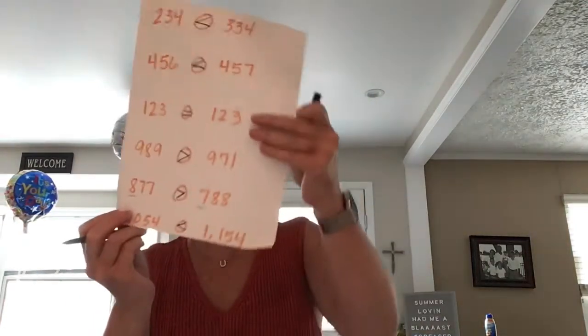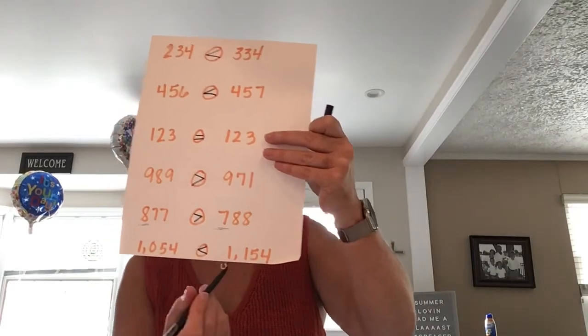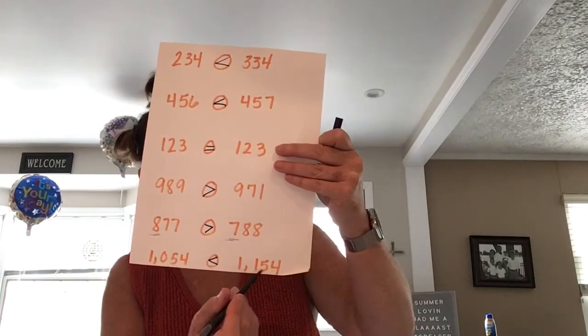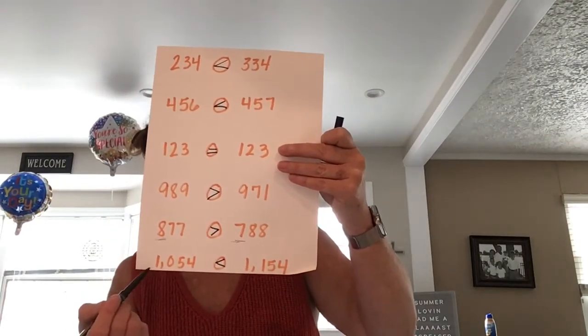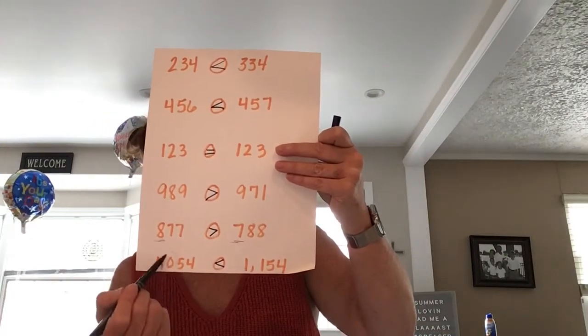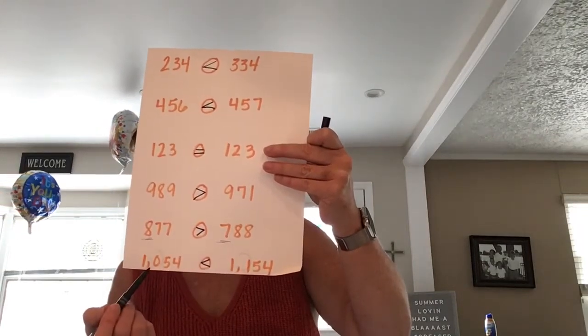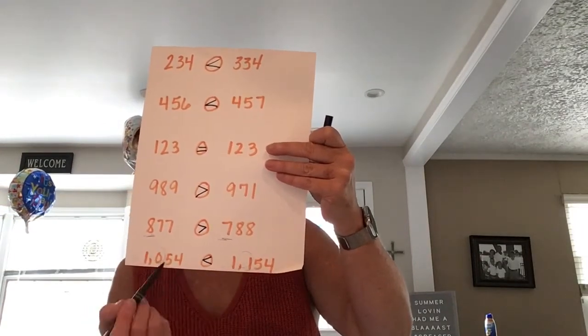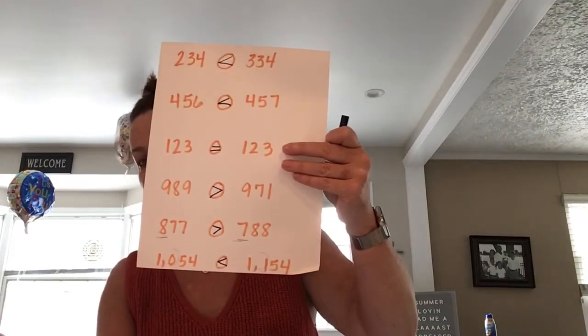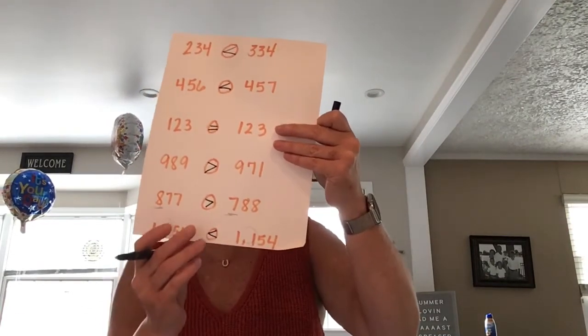Okay, hopefully you said 1,054 is less than 1,154. Again, I look at the thousands, it's the same, a 1 and a 1. Then I go to the hundreds and I see this is a 0, this is a 1. So this has more hundreds than this, so I know this number is greater. I don't even have to look at the rest of the number, because now I know that this one is greater. Okay? All right. Good job.